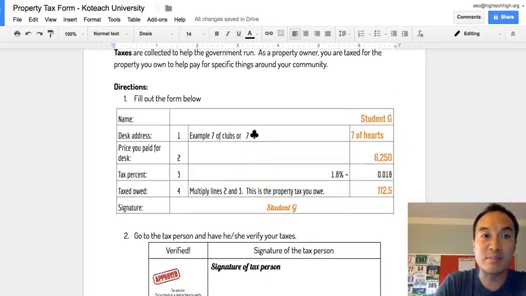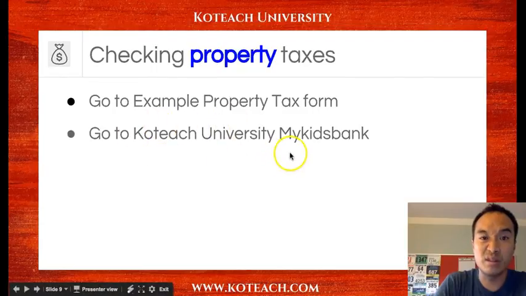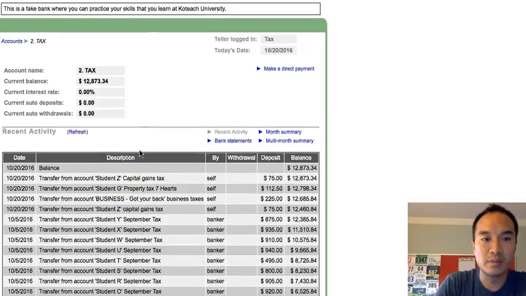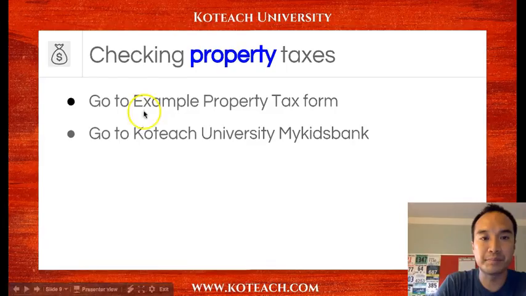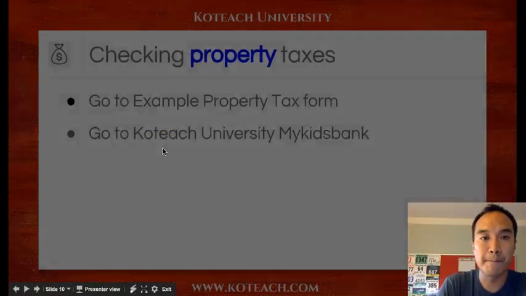So let's make sure to go to My Kids Bank. Let's make sure they actually paid it. So here we go. Student G, property tax for 7 of hearts, $112.50. So they're all good to go.